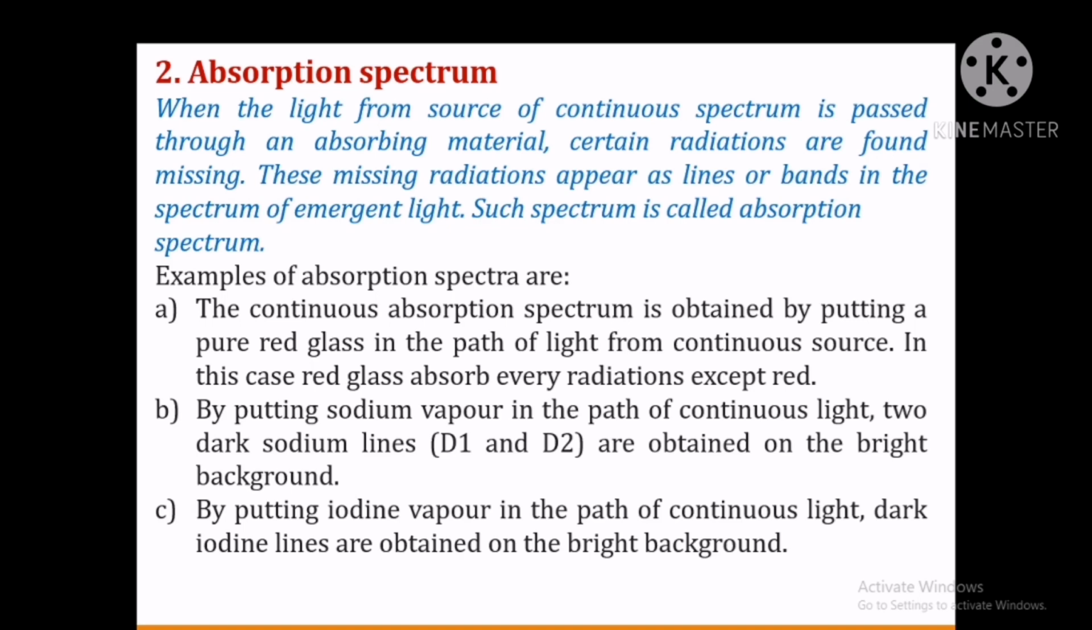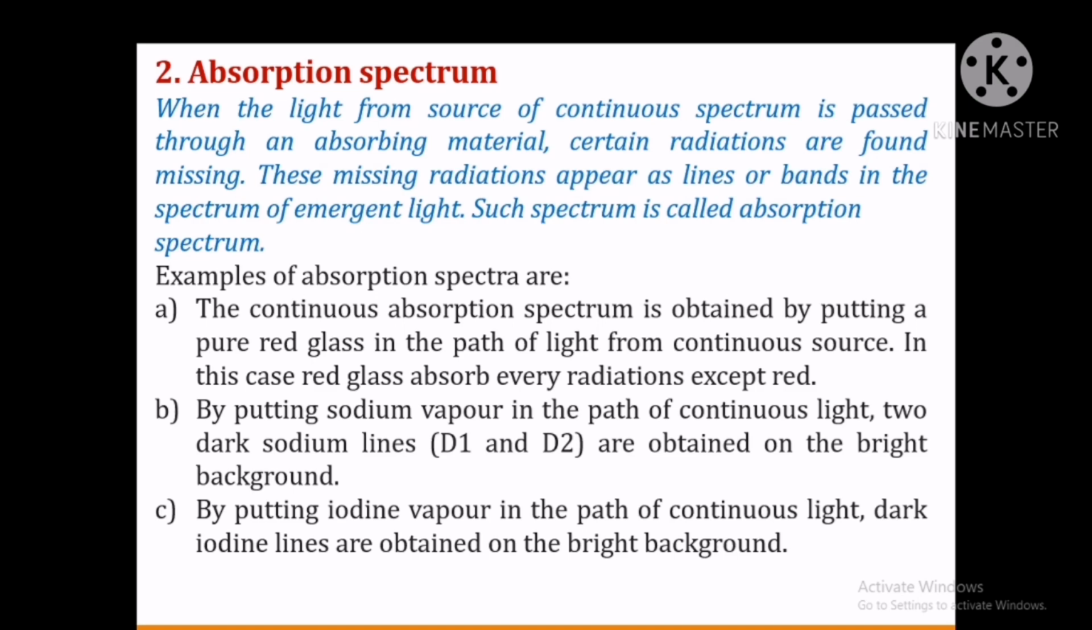Here we see the examples. The continuous absorption spectrum is obtained by putting a pure red glass in the path of light from a continuous source. In this case, red glass absorbs every radiation except red. It means that all the radiation incident on the red glass is absorbed and only red light passes. So the absorption is of all other wavelengths except red.